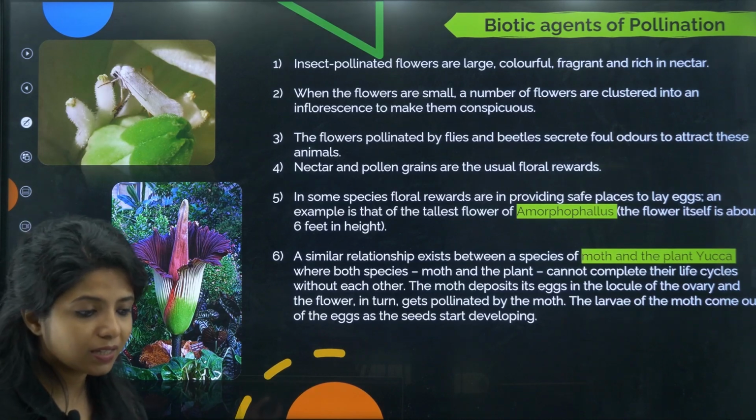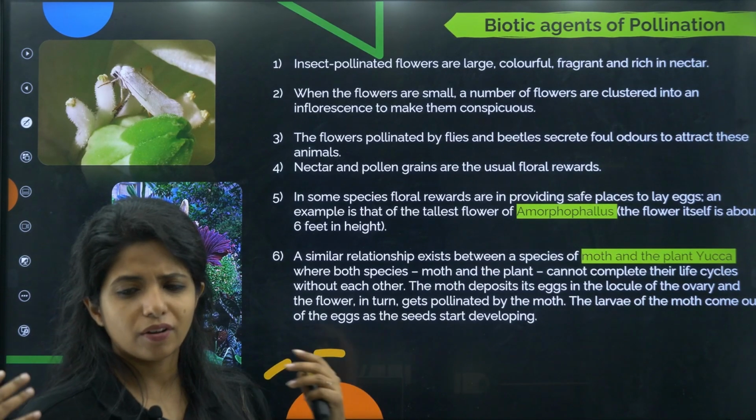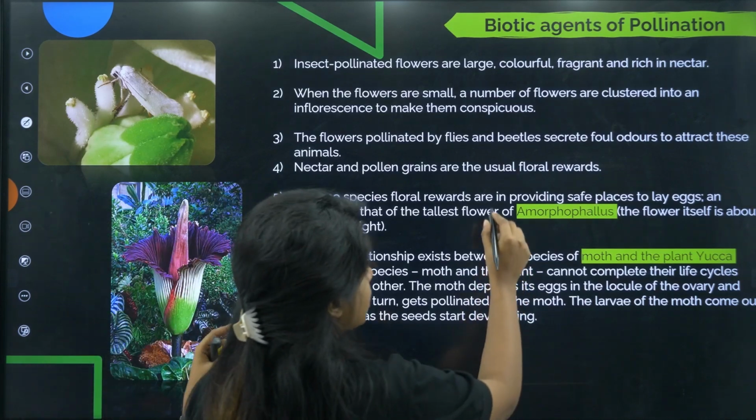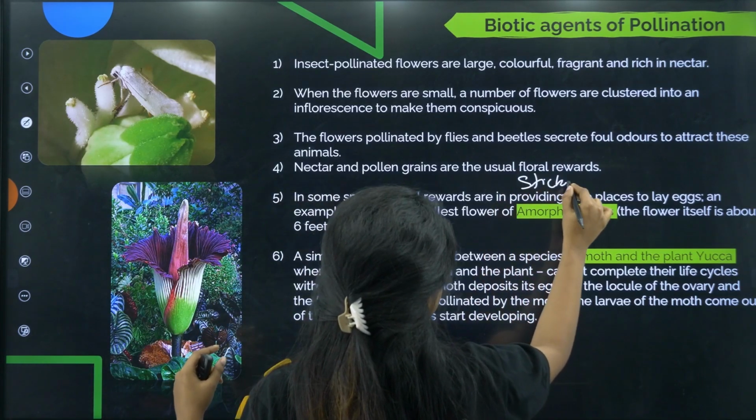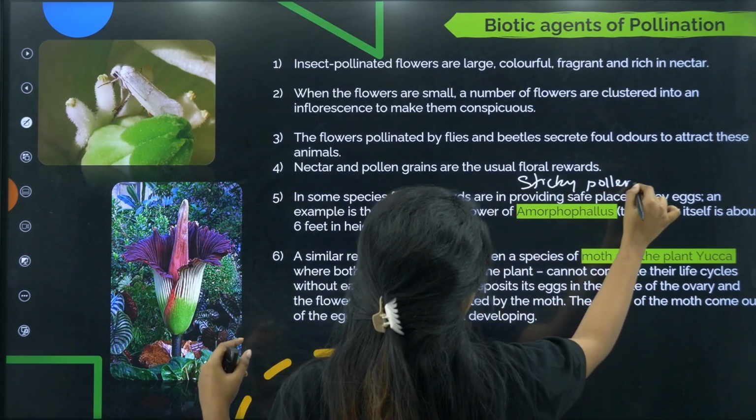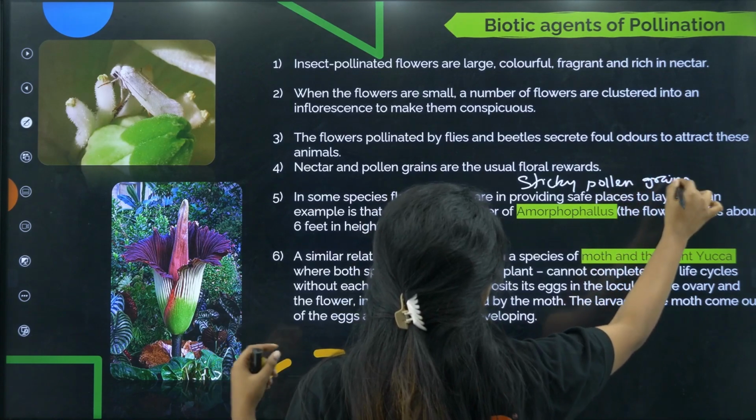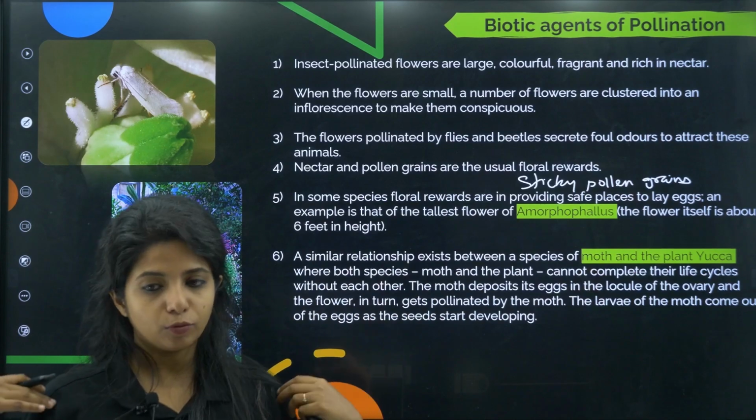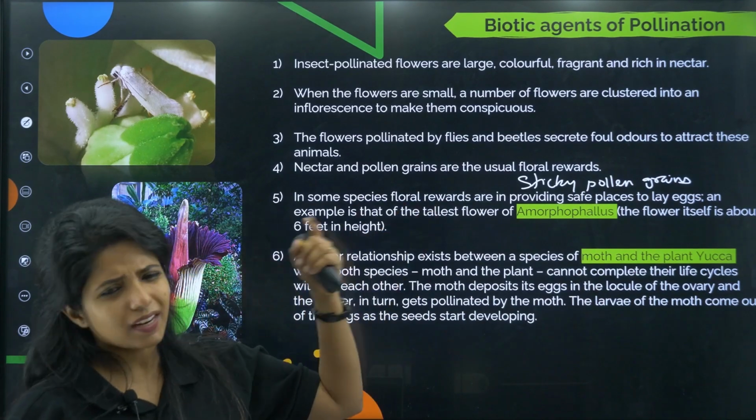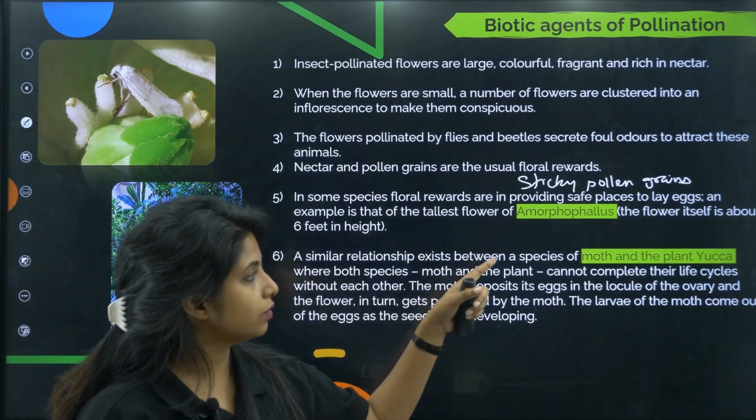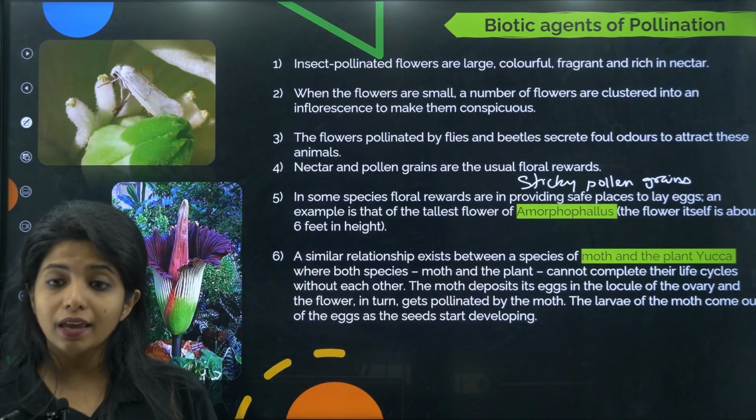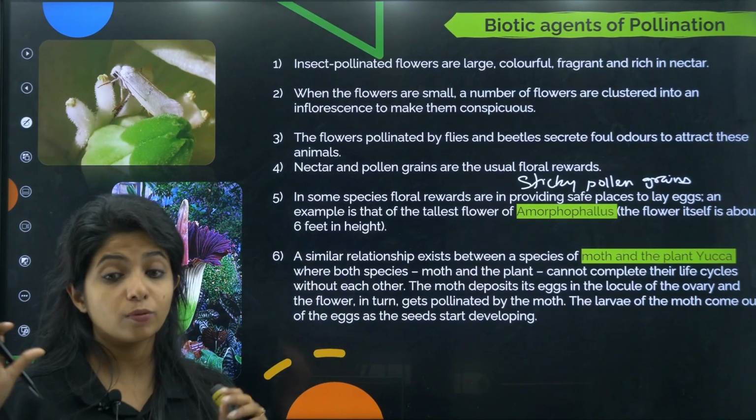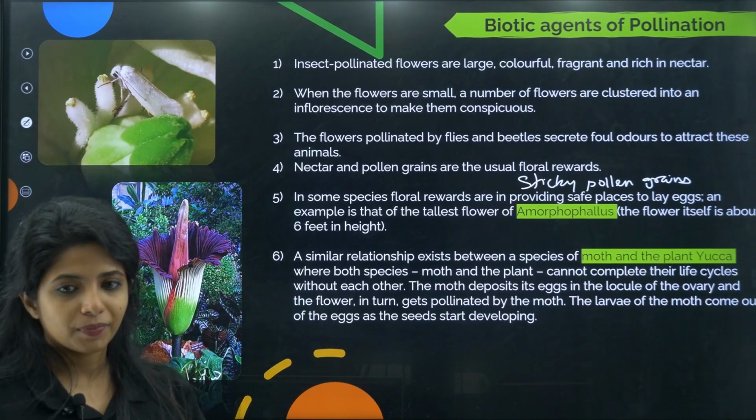So what happens? That insect comes in, sits on any flower, and the pollen grains, obviously, are sticky. These ones will be having sticky pollen grains, please remember. So pollen grains will now stick on it. Now it will move around, go to some other flower, and give that pollen grain there. Usually nectar and everything is given, but over here they are giving a space to lay eggs also. This is in the case of Amorphophallus, which is the tallest flower. I was talking about the largest flower, that is Rafflesia.